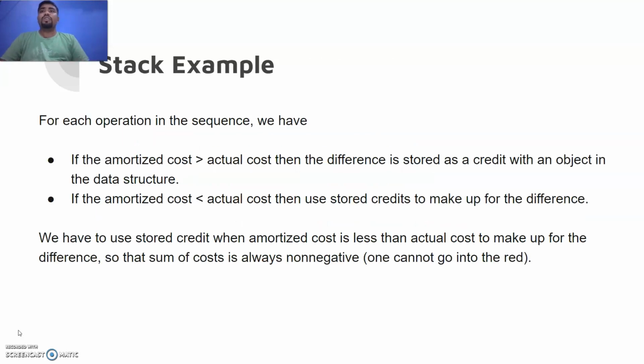Okay, so for each operation in the sequence, if the amortized cost is greater than the actual cost, then the difference is stored as credit with an object in the data structure. If the amortized cost is less than the actual cost, then the stored credits can be used to make up for the difference. So it's again like the bank wherein I store the extra cost and later I use it whenever it's needed. So that the sum of cost is always non-negative.